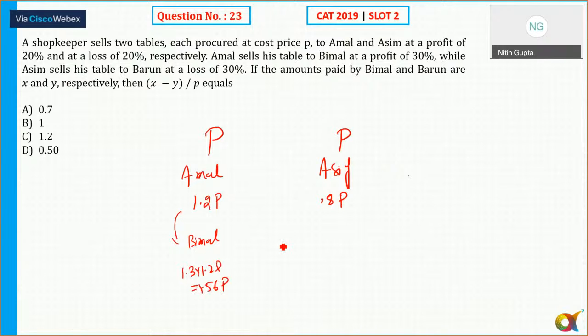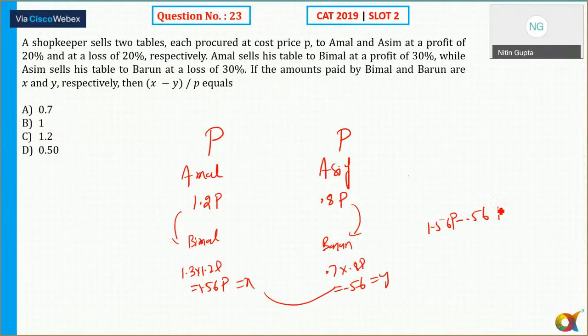total is 1.56. And Asif, at a loss of 30%. So 0.7 times 0.8p, that is 0.56p. And if the amounts paid by Bimal and Barun are x and y, so this is x and this is equal to y. So the difference between these two, that is 1.56p minus 0.56p, that is 1p, and divided by.